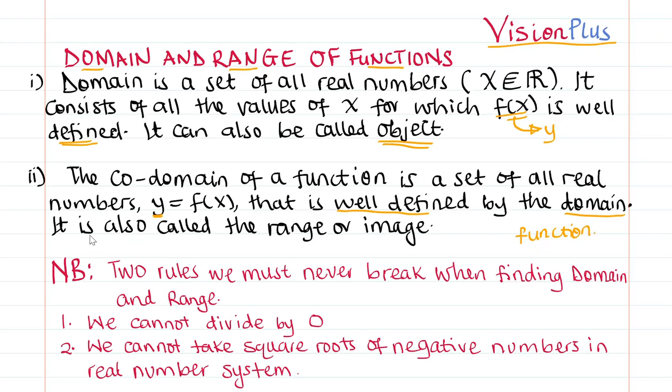And in other words, the codomain is also called the range or the image. So codomain is a set of values of y that is well defined by the domain.